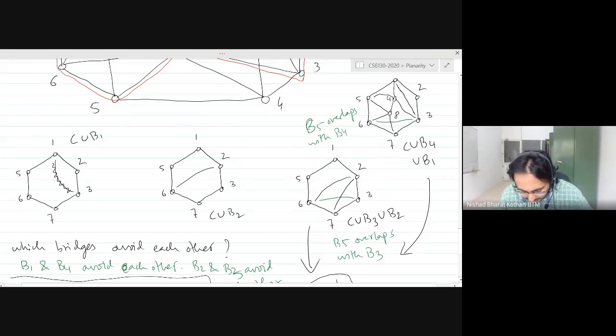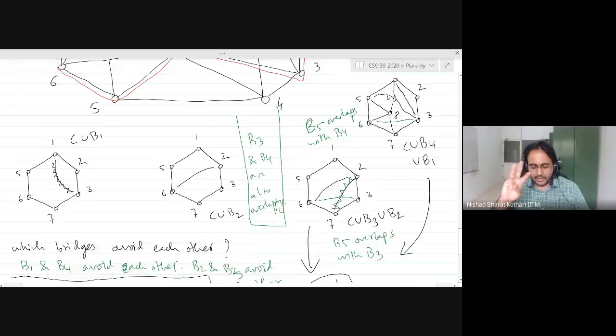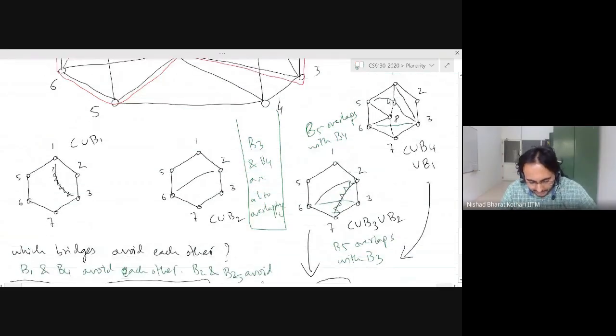And what about B3 and B4? Are they overlapping? Let me remind you what B3 is. B3 is the edge 27. And B4 is drawn here. So B3 and B4 are also overlapping. Does everybody see that? So B3, B4, B5 are overlapping with each other.